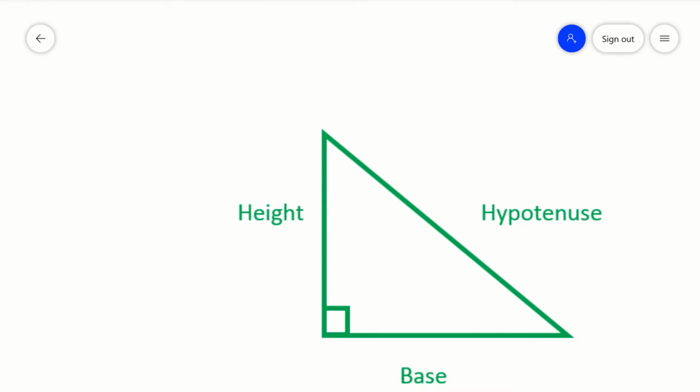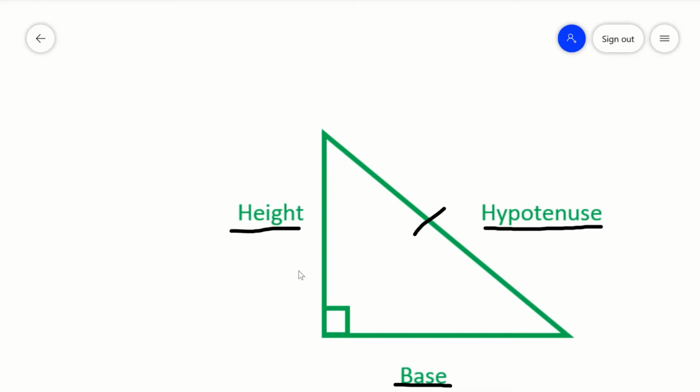So the line perpendicular to the base is called the height. This is the base and this is the hypotenuse. The largest side in a right angle triangle is the hypotenuse, this side. So what is the Pythagoras theorem used for?